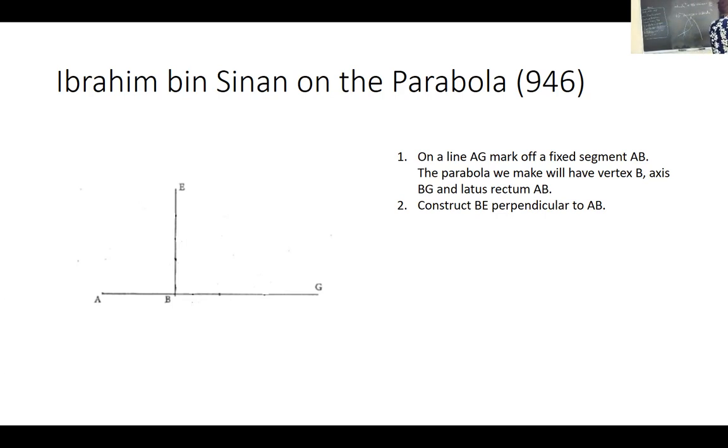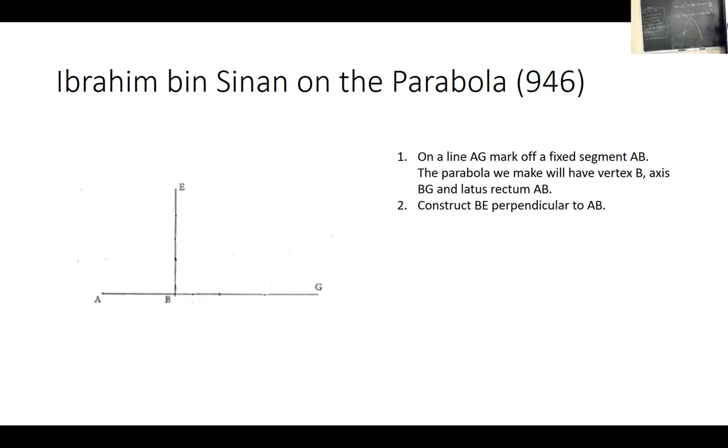Okay, so you have a fixed segment AB. We're going to construct a parabola with vertex at B, axis BG, and AB is going to be the latus rectum. Whenever you do a parabola, for us, we would just put down an equation, y equals ax squared plus bx plus c. As a geometrical problem, you have to say where you're placing it, how you're aligning it, so that's the axis, and what the latus rectum, the parameter, is.